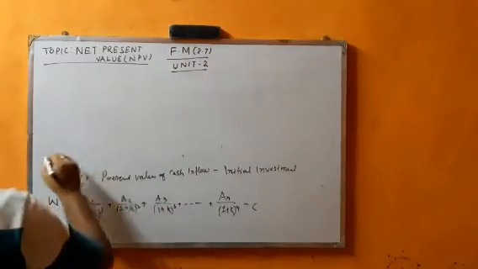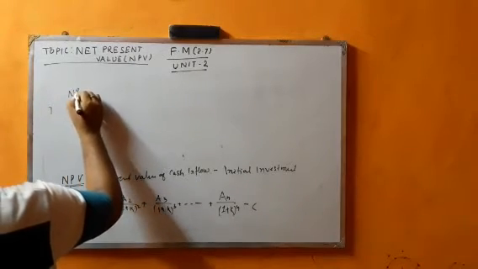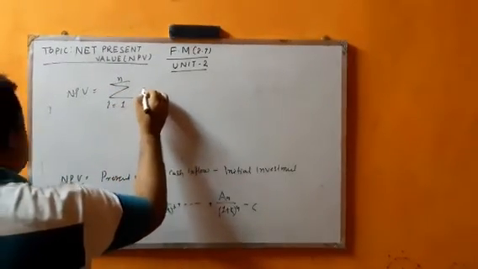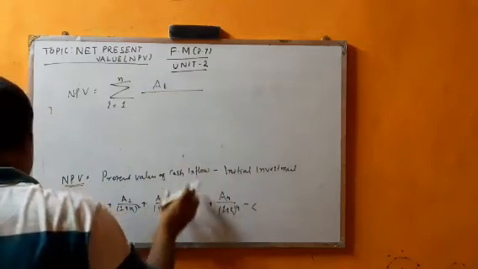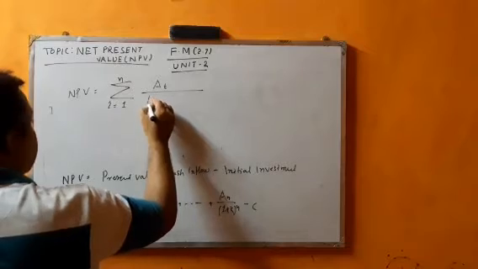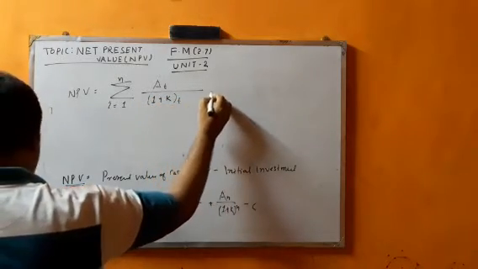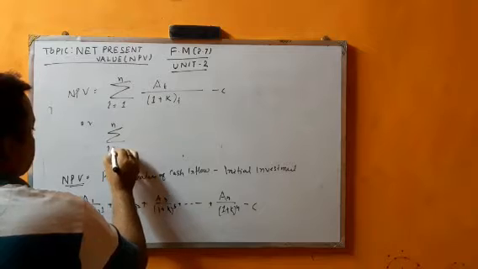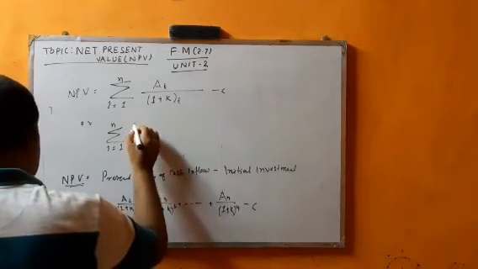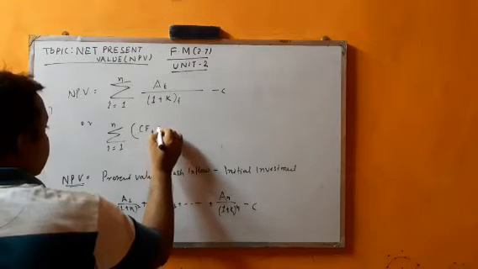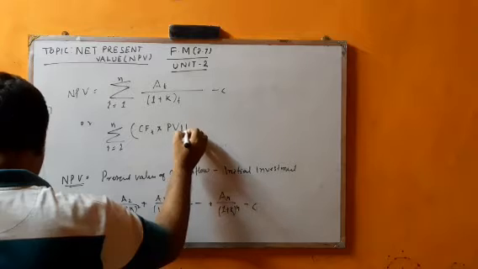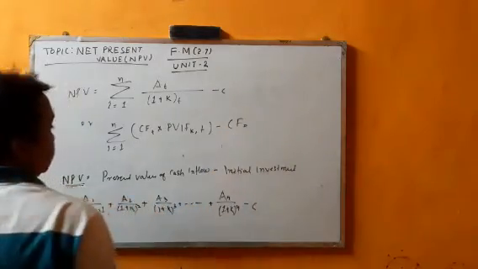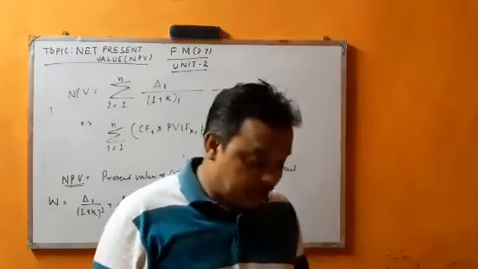Otherwise we can say NPV is equal to the summation from t equal to 1 to n of At by (1 plus k) to the power t, minus C. Otherwise it is also the summation of CFt into PVIF at k to the power t, minus C. It is a cumulative flow, the inflow we have to find here.